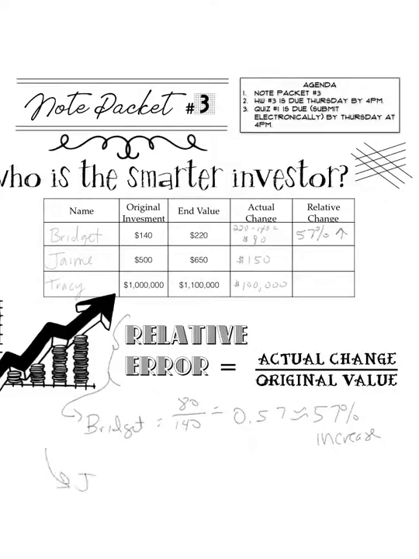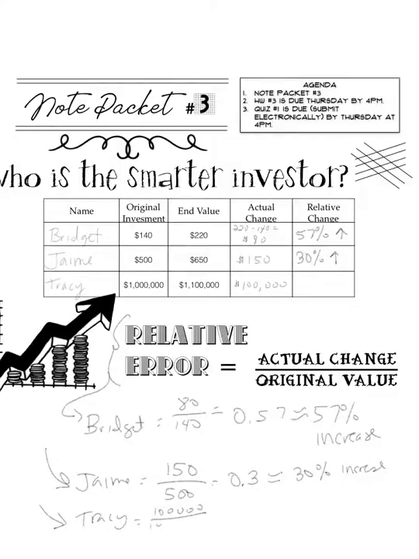If we look at Jamie's, she originally invested $500 and her actual change was $150. If I put this in my calculator, I get 0.3, 30%, again, increase. And then the last one we're looking at is Tracy. Tracy's actual change was $100,000 and her original investment was $1 million. So if you put that in the calculator, it's going to give you an approximate 10% increase.